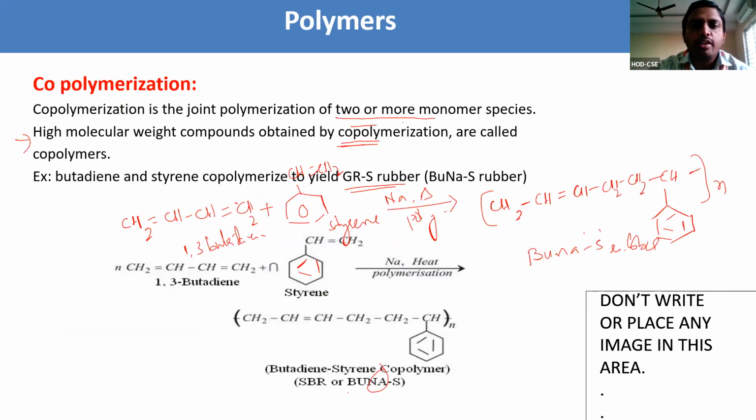And co-polymerization is the polymerization in which two or more monomer species are involved, and high molecular weight compounds obtained by co-polymerization are called copolymers. Example: butadiene and styrene copolymerize to yield GRS rubber, that is Buna-S rubber. Butadiene in the presence of sodium and styrene gives Buna-S rubber.